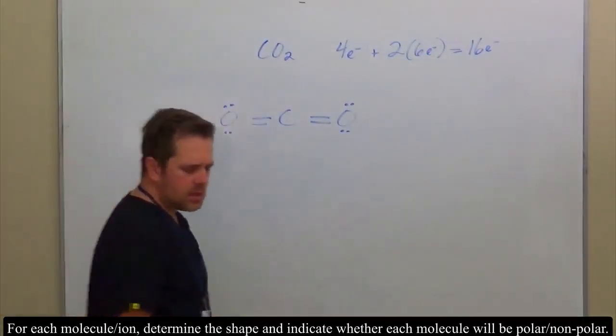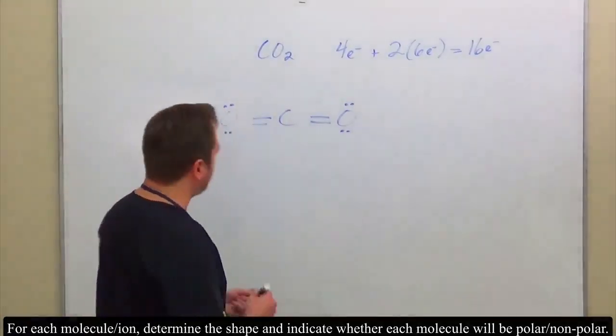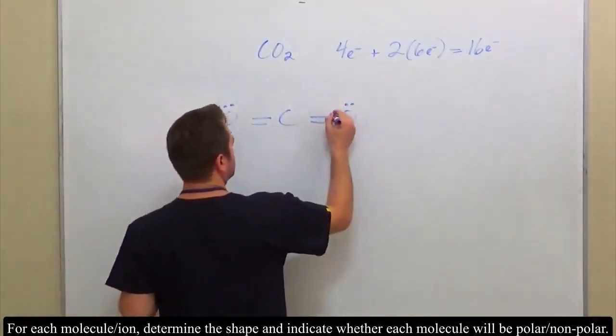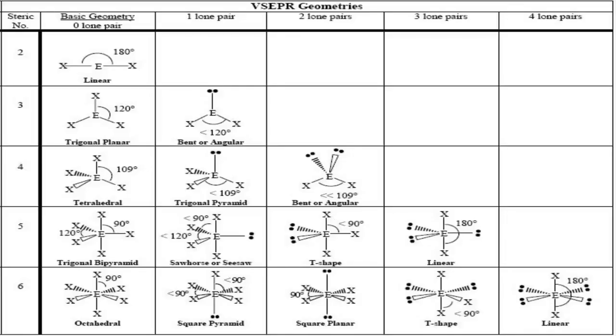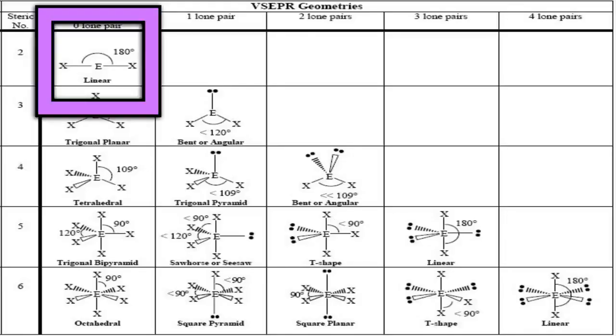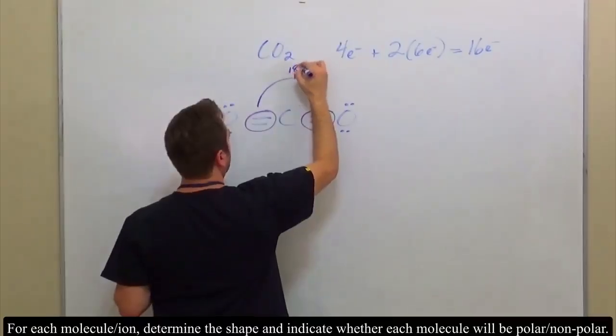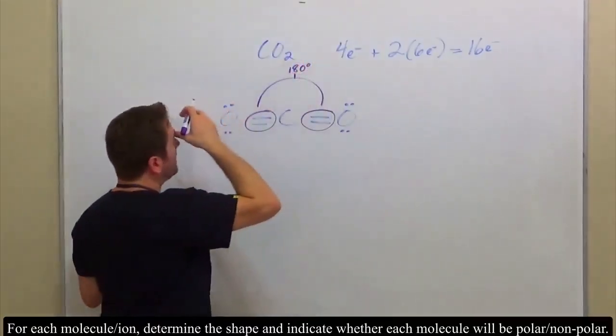Now, let's think about our steric number here. It's got 2 regions. So go down on your table, there aren't any lone pairs. What has a steric number of 2? Well, that'd be a linear molecule. What's the bond angle? The bond angle would be 180 degrees. 180 degrees, okay? That's our shape.